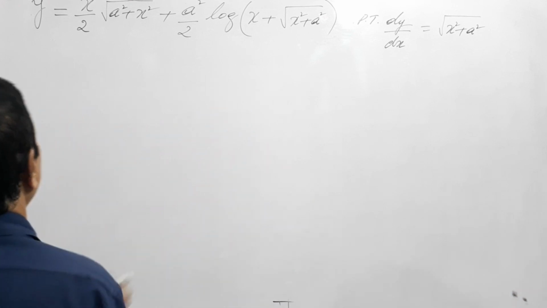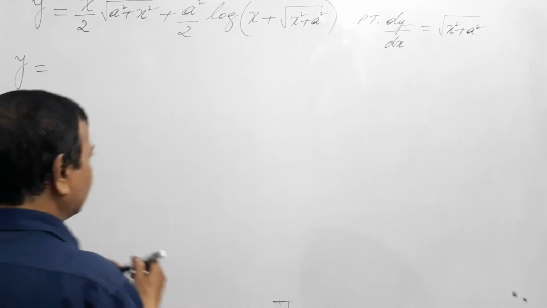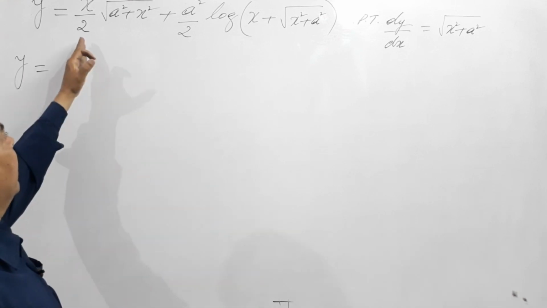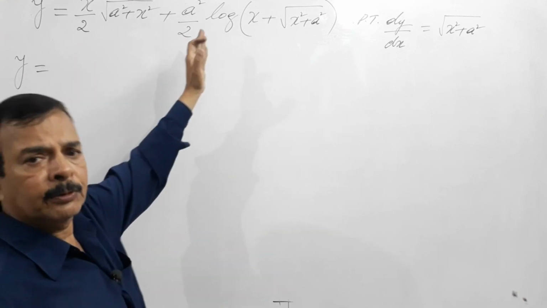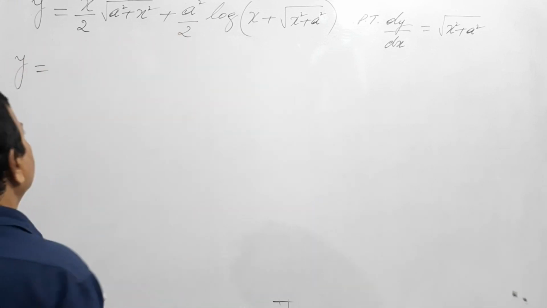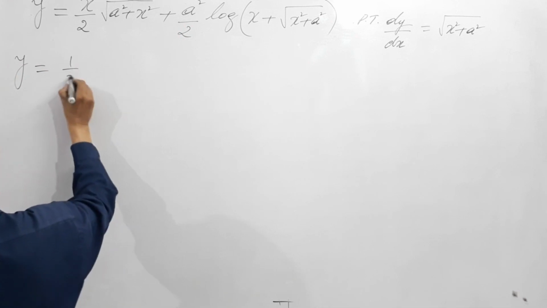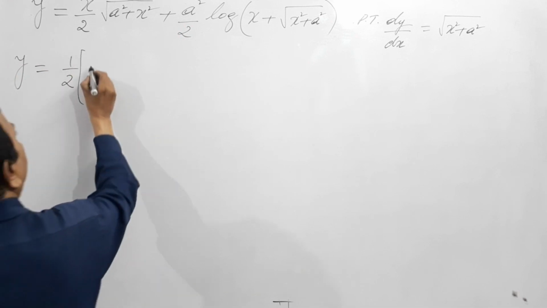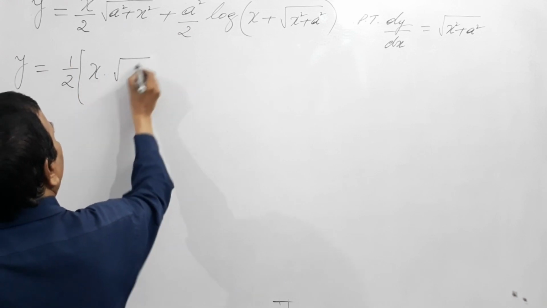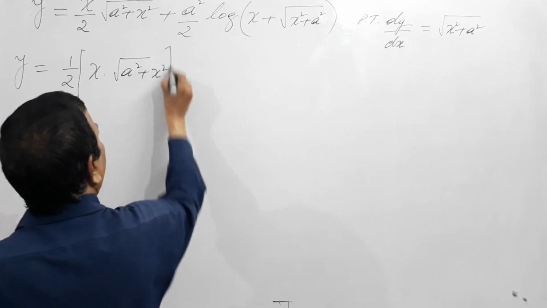Please follow me. So what I will do, y equals, see, look at this problem. Here you have 1 by 2 and a square by 2. So these are constants, you can take it outside. So don't worry about this. So what I will do in this first case, I will take y equals to this x into a square plus x square. This is one step.